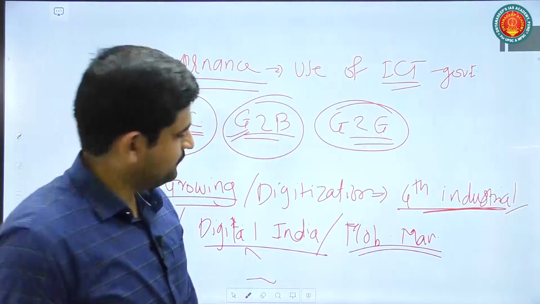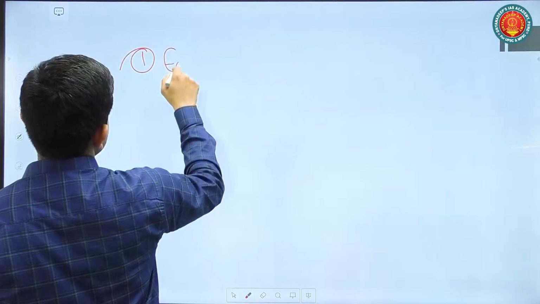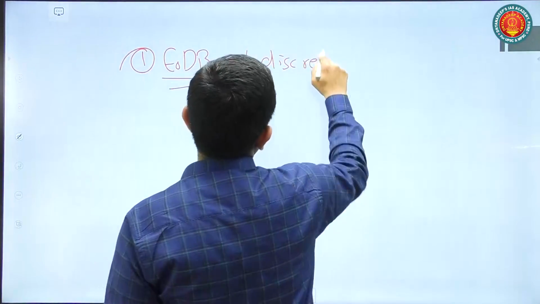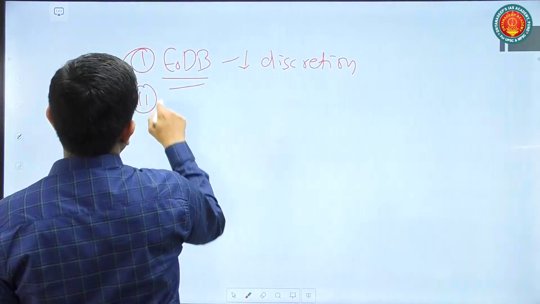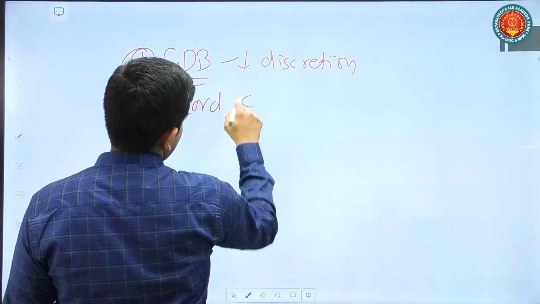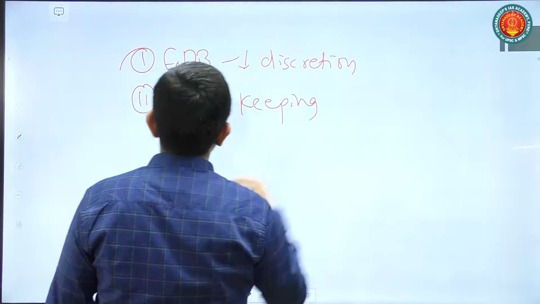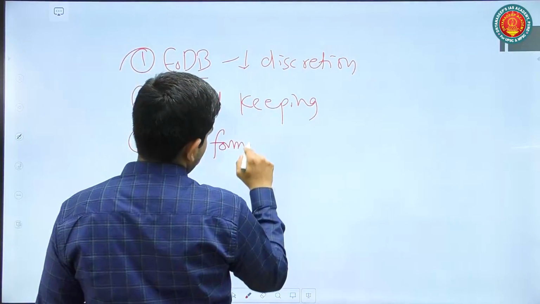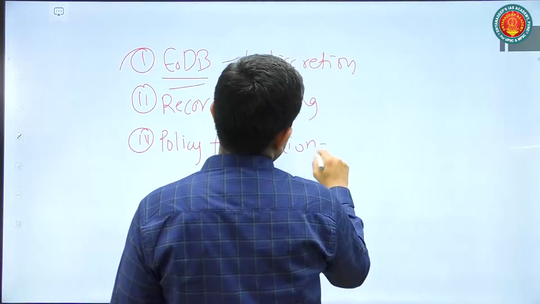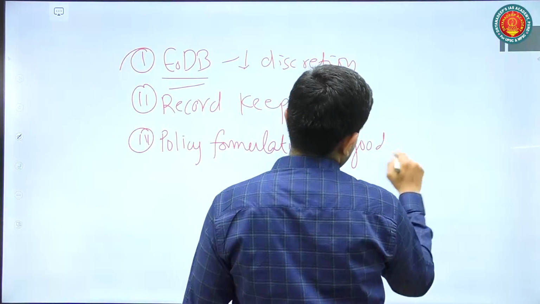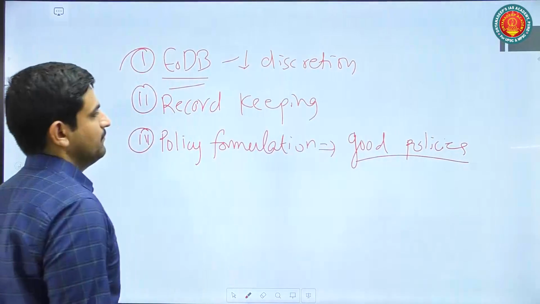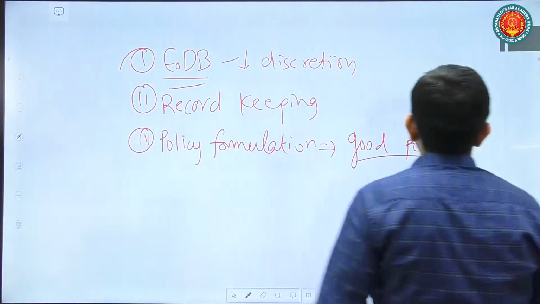Now, why is e-governance important? First thing is that e-governance creates ease of doing business. It reduces the discretion available with the authorities. It also improves the record keeping of data. It also helps in policy formulation. For example, if you have data about a specific thing, you can frame good policies. So that is also very important.